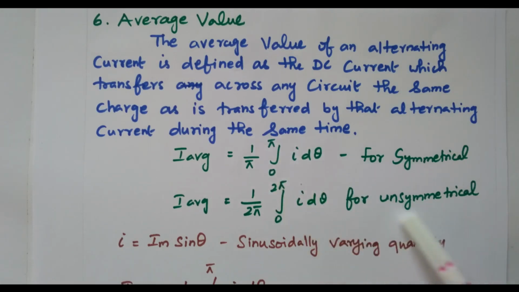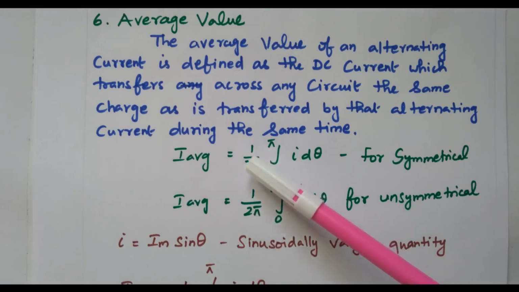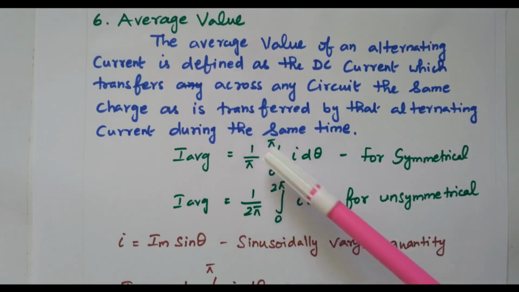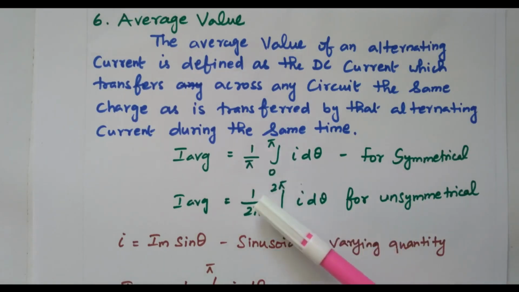In case of unsymmetrical, it is not an alternating quantity. So here we need to take the full cycle. It may be non-uniform, so we need to take the full cycle, 1 by 2 pi, 360 degrees, only the one full cycle. Here we are considering the full cycle; there we consider only the half cycle, because the next half cycle is also very similar, symmetrical. So 0 to 2 pi I d theta for unsymmetrical. If it is symmetrical, we can take only half of the cycle. If it is not symmetrical, we need to take the full cycle.